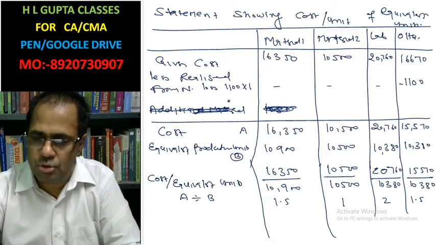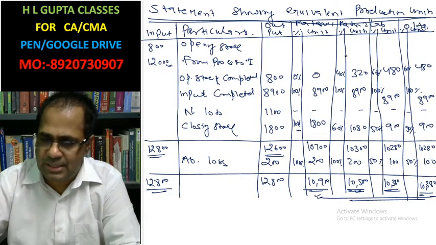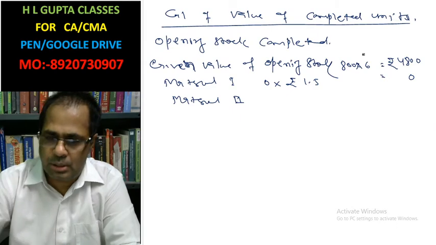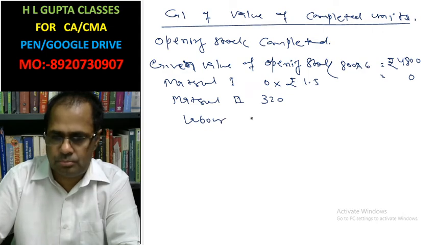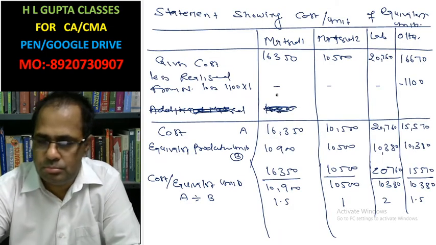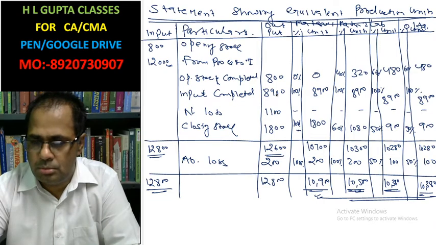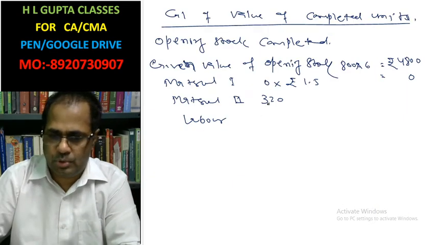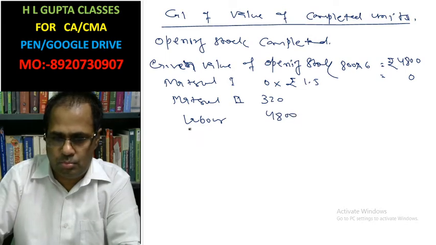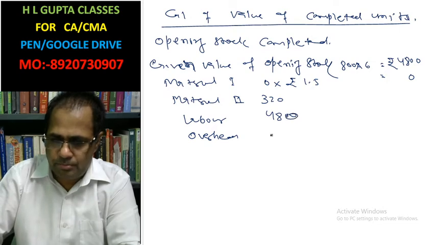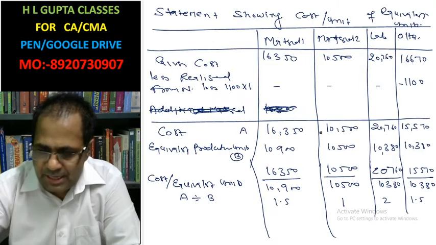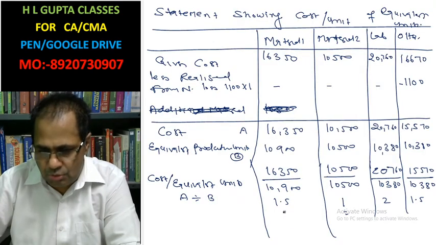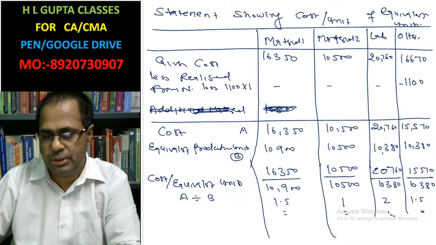What was the opening stock in material second? In material second, that is 320. Labor 480. Overheads, this is also 480. Now what is the cost of these? Material second cost is rupees 1, material first cost 1.5, this is 2, this is 1.5.